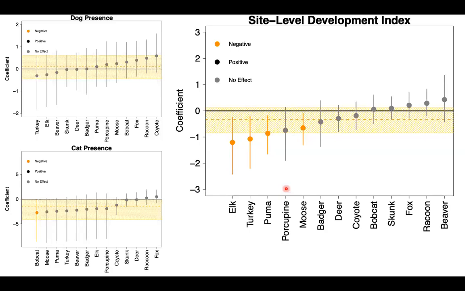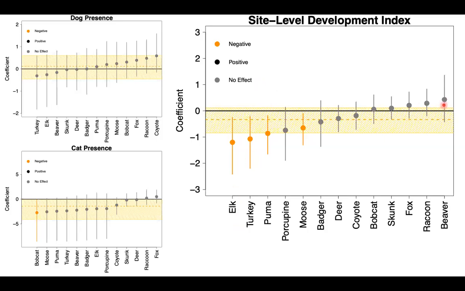When we look at that on a species level, we can start looking at these exact same things, but not just at how it affects a community, but how it affects each individual species. This is that same measure, site development index, that we're looking at here. On the y-axis, we see coefficient. This means basically the effect that site-level development has on each one of these species. If it's an orange dot and the confidence intervals don't overlap with 0, that's a negative effect, so site-level development negatively affects elk.